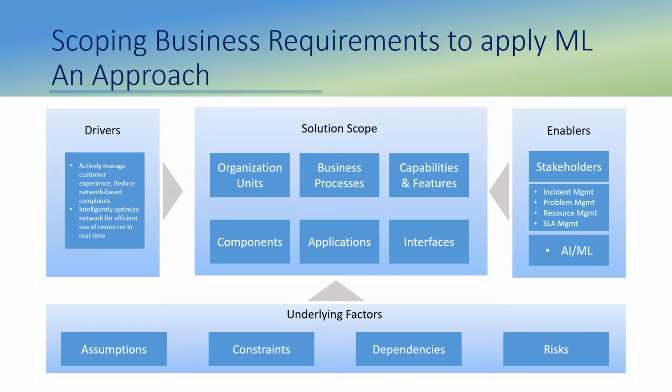Next, identify the enablers, namely the organization stakeholders such as customer care, network operations, management, etc. Processes could be like incident management, problem management, resource management, service level agreement management, etc. AI and ML as the technology enablers.